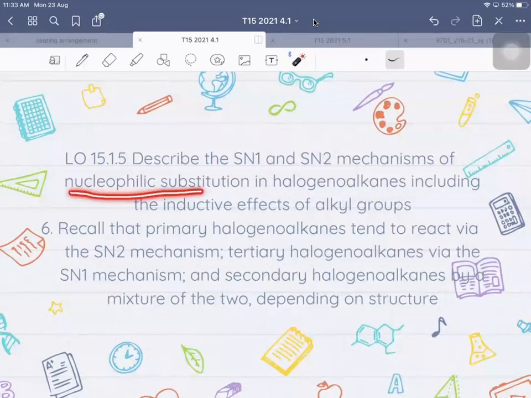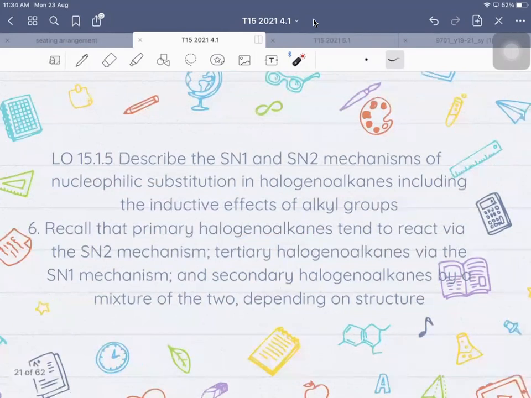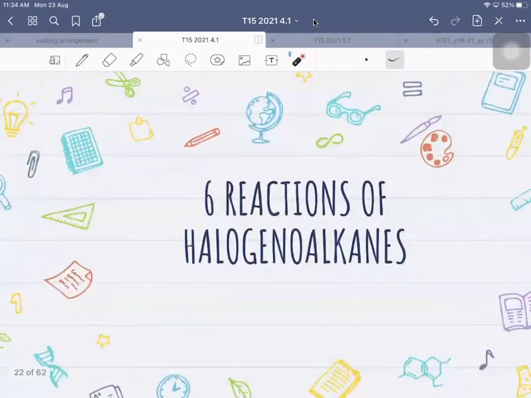Nucleophilic substitution. For alkenes, you have come across electrophilic addition. So for halogenoalkanes, you have to memorize that it's nucleophilic substitution. Okay, and then it says that primary halogenoalkanes will react via SN2, tertiary halogenoalkanes will react via SN1. So before I talk about that, I have to teach you the SN1 and SN2 mechanism first.